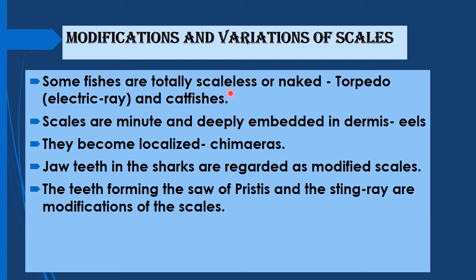They may be completely absent. The scales are completely absent in torpedo and catfishes. They may be minute and deeply embedded in the skin, or in the dermis in eels. They may be localized. That means only in certain regions we can see the scales, for example, chimeras. Jaw teeth in sharks are regarded as modified scales. The teeth forming the saw of Pristis and the stingrays are nothing but modifications of the scales.